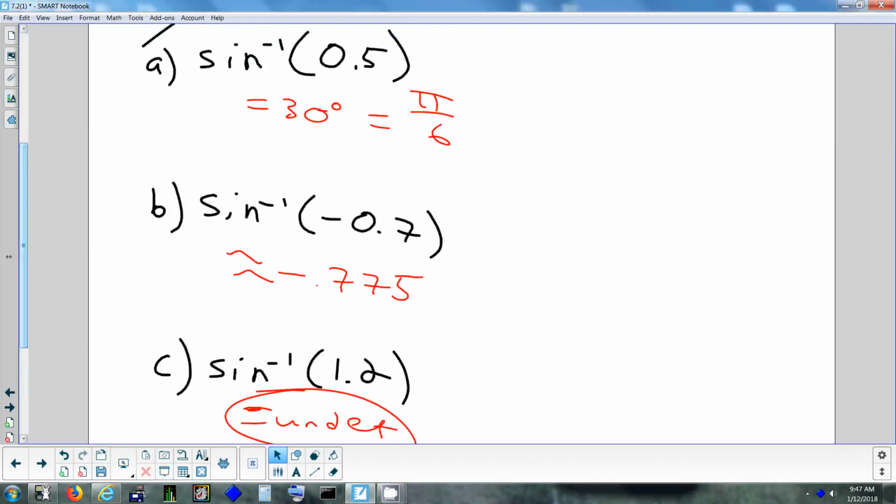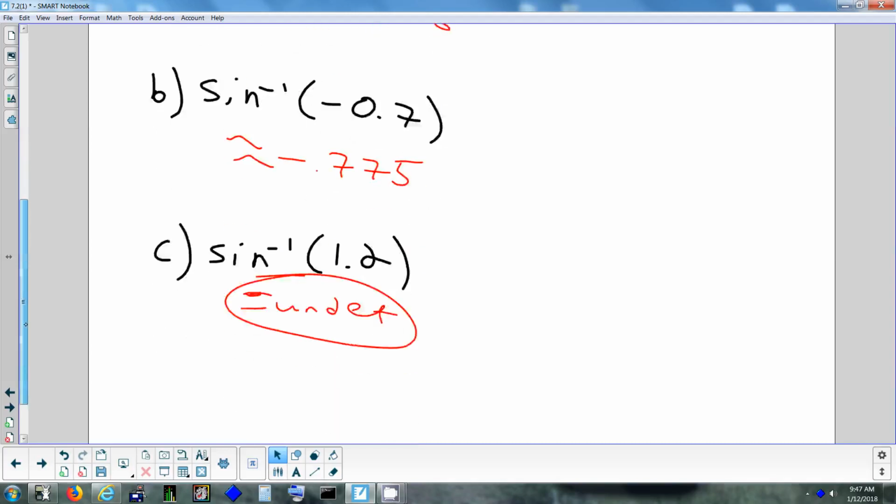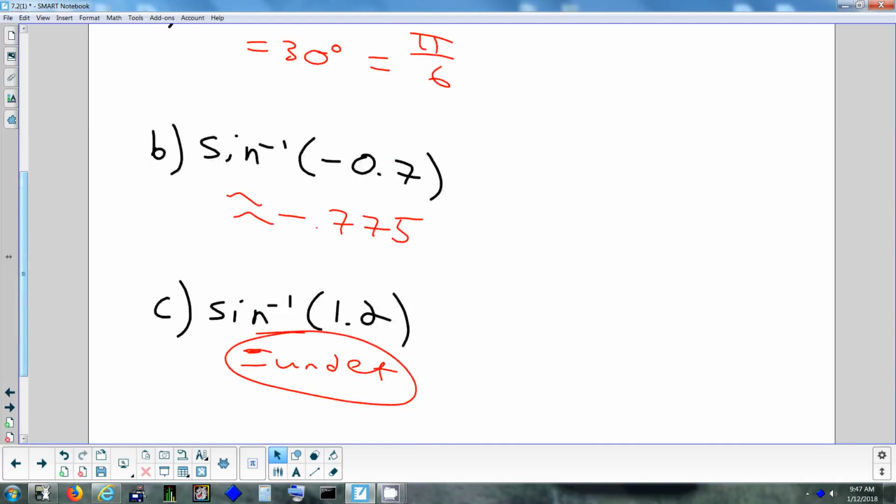Okay, so if you do it in degrees and you get an integer answer, try to write it as a multiple of pi in radians. I would not expect you to write b as a multiple of pi because you didn't get an integer answer in degrees. Any questions on that?